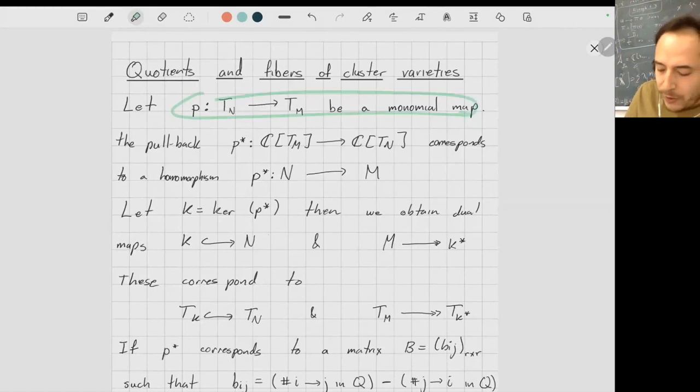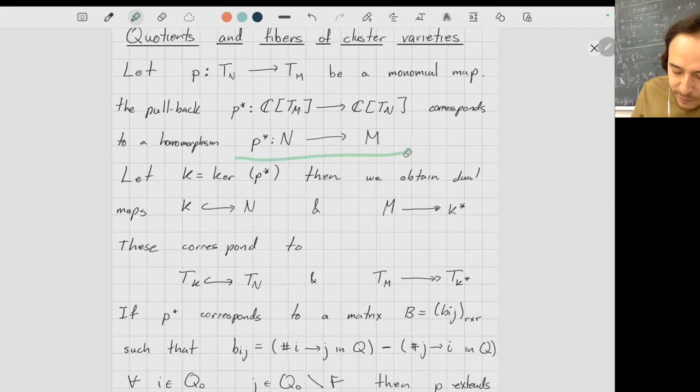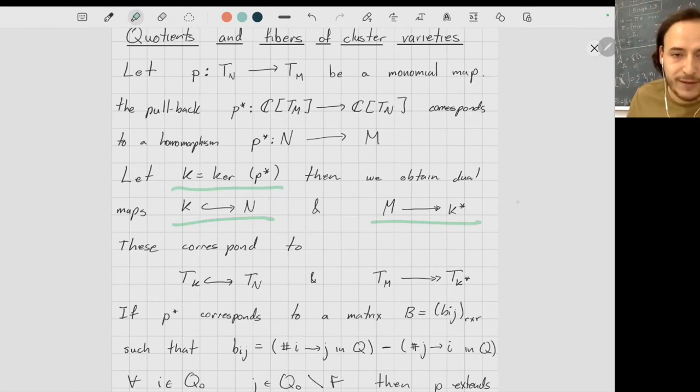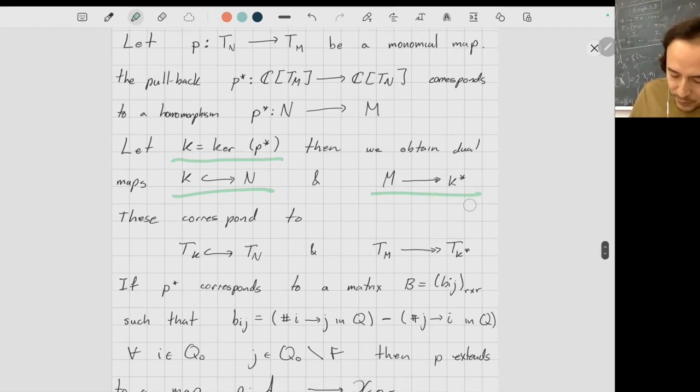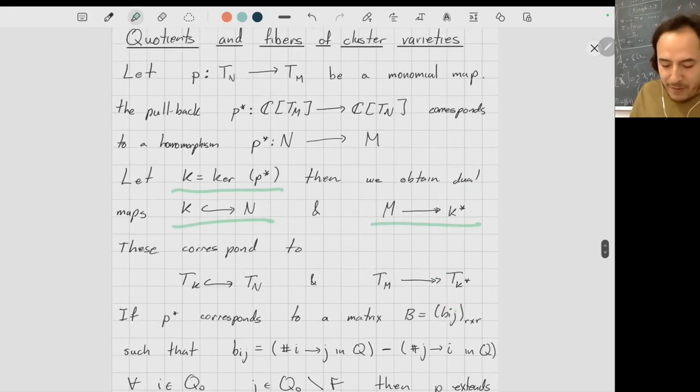So if I have a monomial map between tori, this is just a statement in basic linear algebra or group theory. Then the pullback corresponds to a group homomorphism from the lattice N to the lattice M. So that's a monomial map. This homomorphism has a kernel K, and this kernel gives rise to two dual maps: the inclusion of K into N, and dualizing it, a map from the dual of N to the dual of K, the dual of the kernel. So at the level of tori, this corresponds to an inclusion of the torus TK into TN and a fibration, a map from the torus TM to the dual torus TK. So out of a monomial map, I got these two maps.